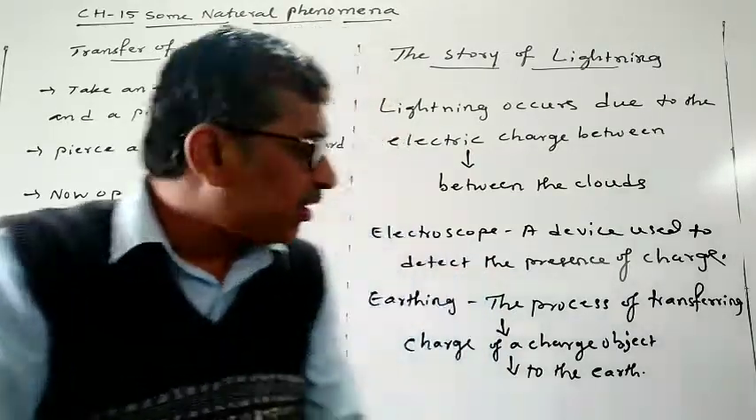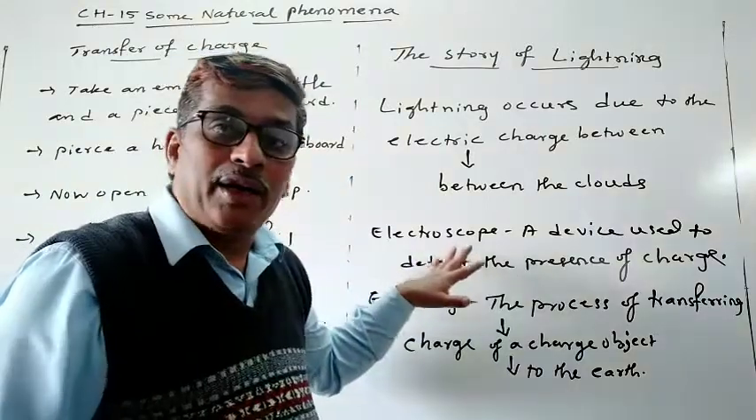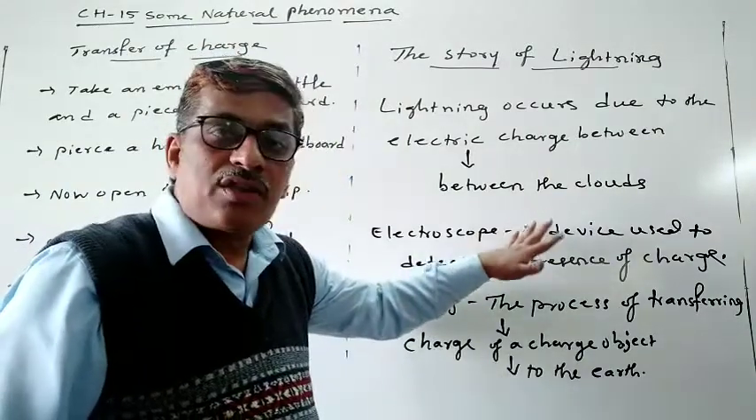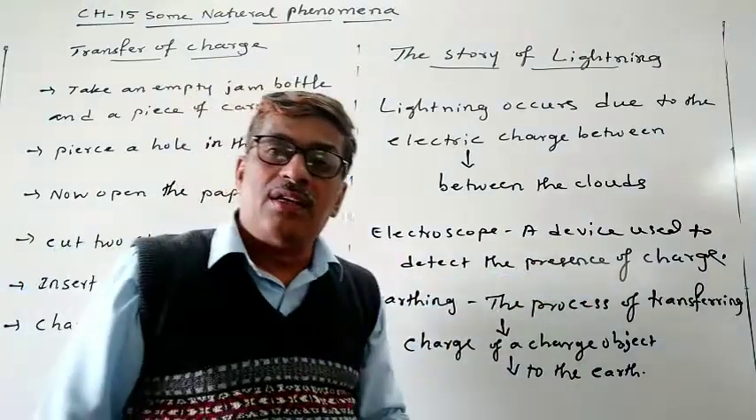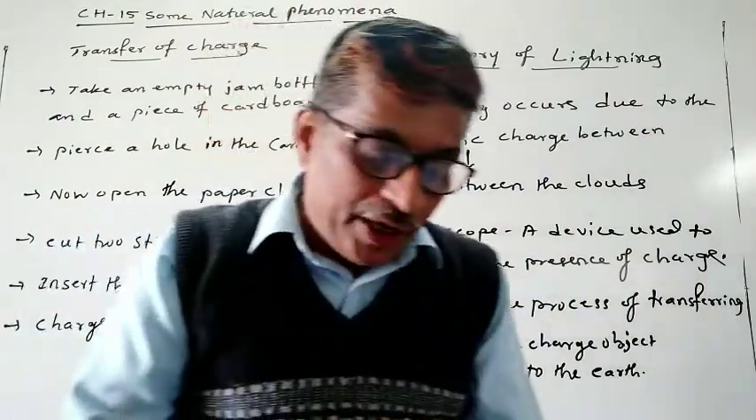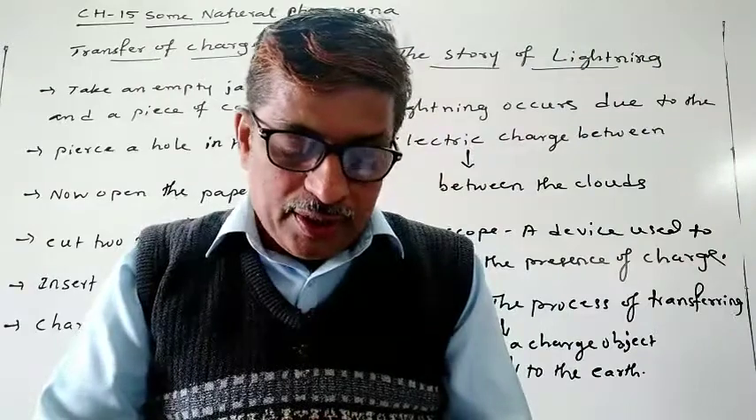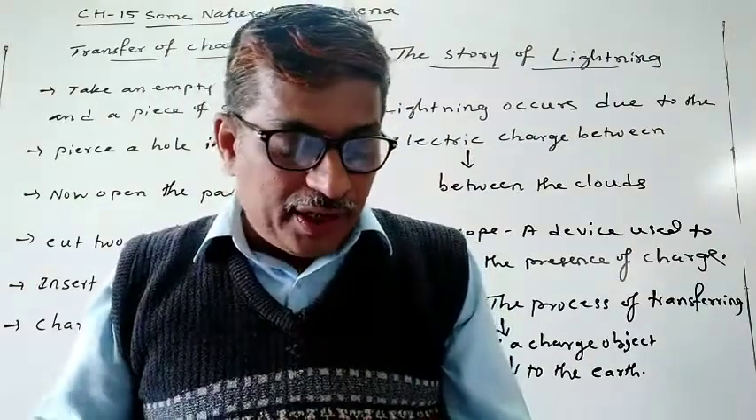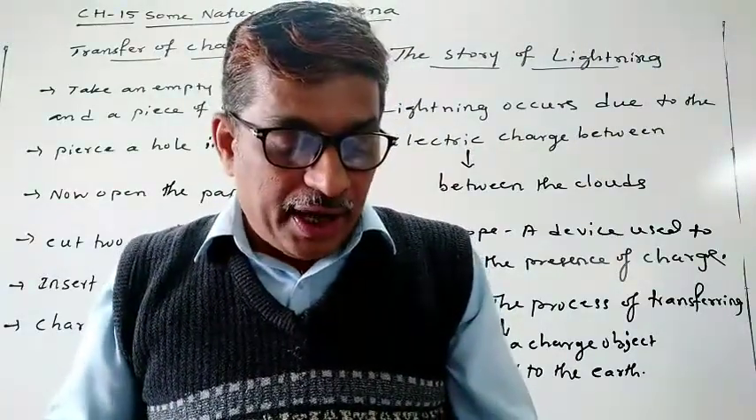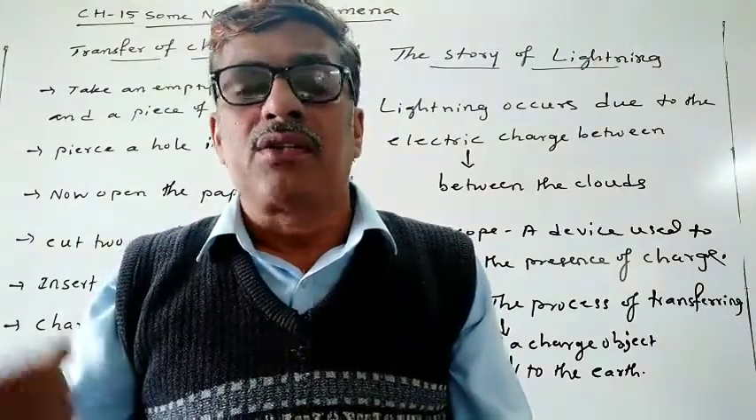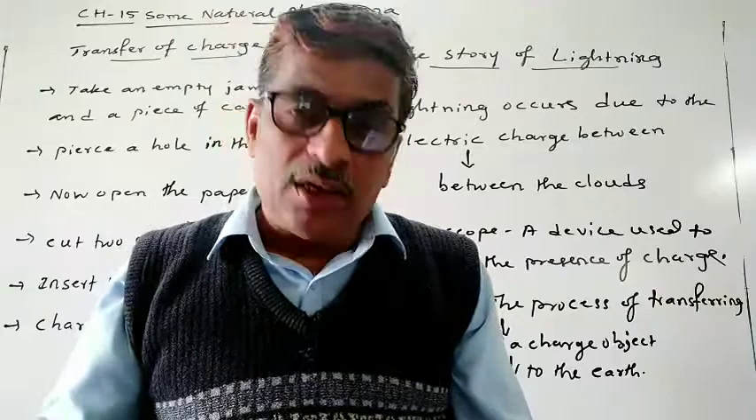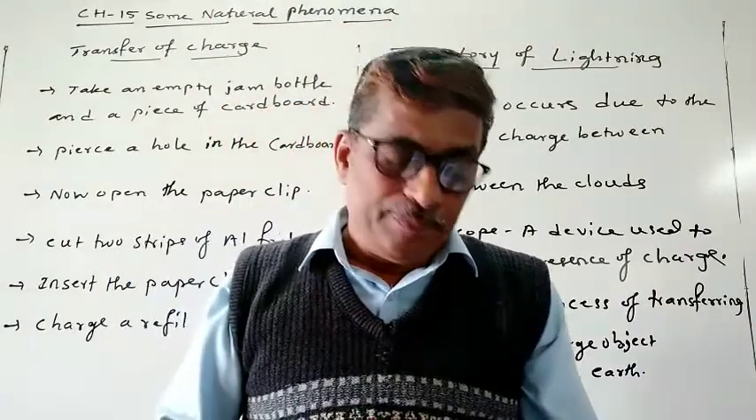So dear students, here the definition will be there. What do you mean by electroscope? A device or an instrument used to detect the presence of charge is called an electroscope. Thus we find that electric charge can be transferred from a charged object.